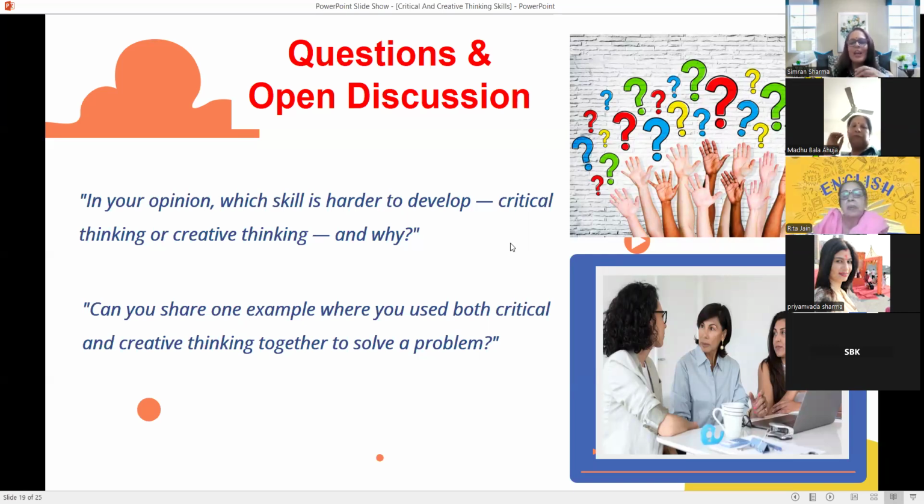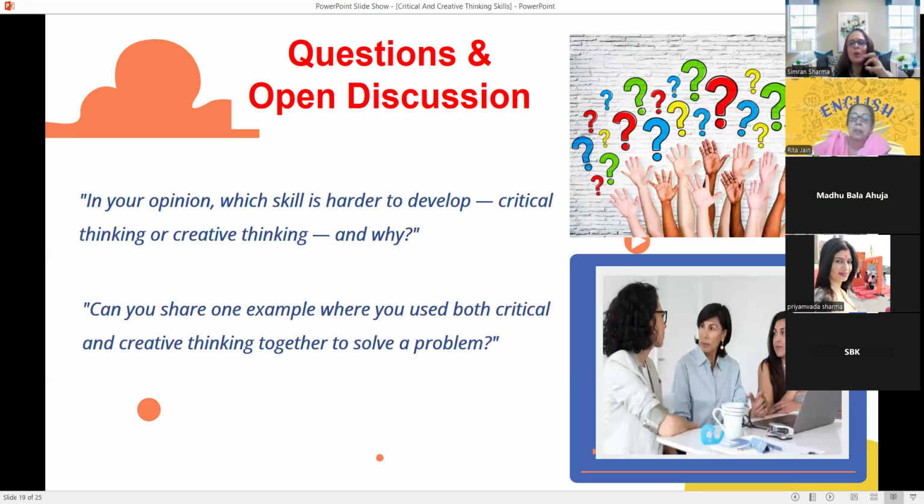Yes. It is like you have to think, change your way that you think. It's not the usual way of thinking. You have to train yourself to look from very different angles. Can you share one example where you use both critical and creative thinking together to solve a problem?